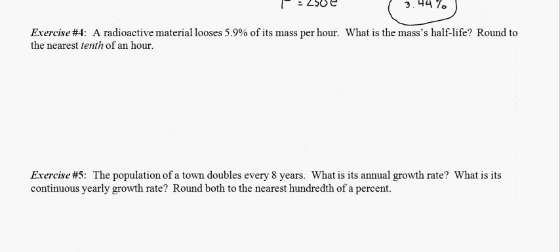All right, exercise number 4. A radioactive material loses 5.9% of its mass per hour. What is the mass's half-life? Round to the nearest tenth of an hour.